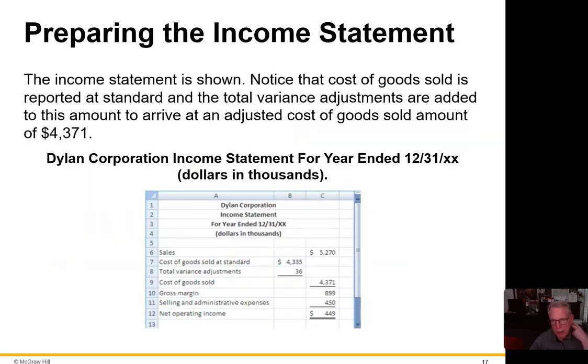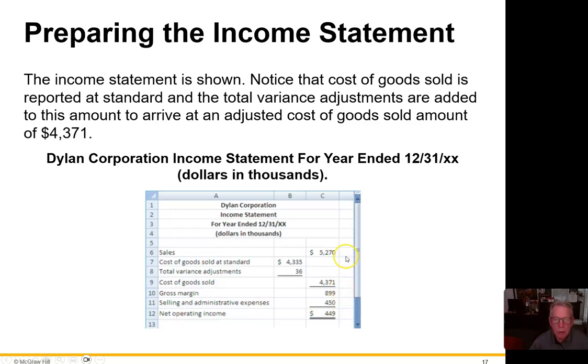Now, if we prepare the income statement, we can come up with a statement. Notice that our cost of goods sold is reported at standard, right here, and the total variance adjustments are added to this amount here, because in general they were unfavorable. Okay, so we get the adjusted cost of goods sold of $4,371.